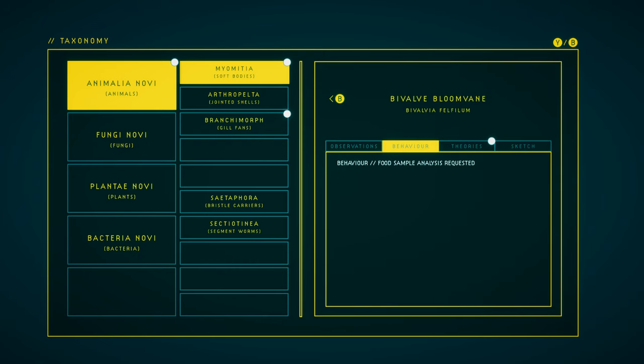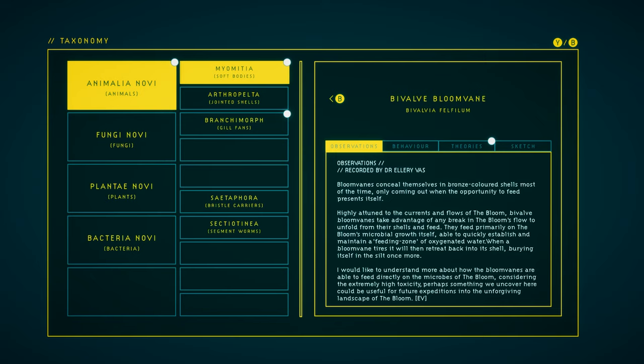Bivalve, bloom vein. So we got observation and theory. Bloom veins conceal themselves in bronze-colored shells most of the time, only coming out when the opportunity to feed presents itself. Highly attuned to the currents and flows of the bloom, bivalve bloom veins take advantage of any break in the bloom's flow to unfold from their shells and feed. They feed primarily on the bloom's microbial growth itself, able to quickly establish and maintain a feeding zone of oxygenated water. When a bloom vein tires, it will then retreat back into its shell, burying itself in the silt once more. I would like to understand more about how the bloom veins are able to feed directly on the microbes of the bloom, considering the extremely high toxicity. Perhaps something we uncover here could be useful for future expeditions into the unforgiving landscape of the bloom.